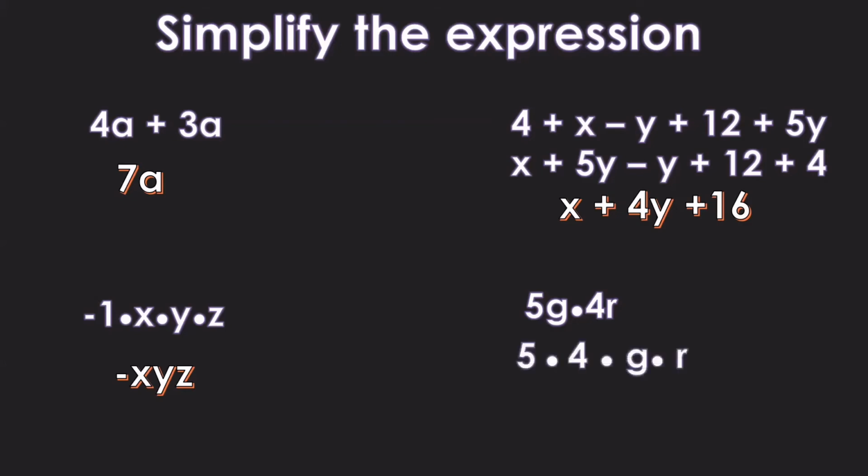And last but not least, if we regroup this and we put our numbers with our numbers and our variables together, I should get 20gr. Getting the hang of it?